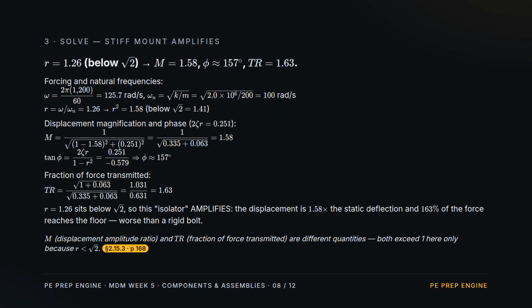Solve. Part A. The drive is about 126. The stiff mount gives a natural frequency of 100, so R is 1.26, below root 2. The magnification is about 1.6, the phase past 90 degrees toward 180, and the transmissibility is 1.63. Below root 2, this mount amplifies. It passes more force than a rigid bolt would. A stiff isolator is no isolator.